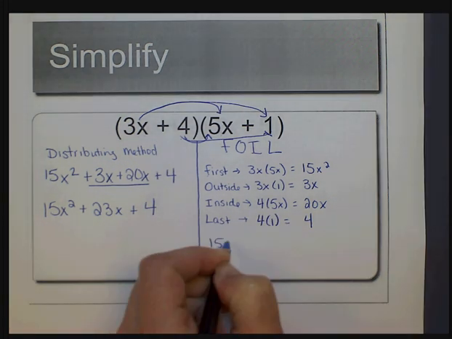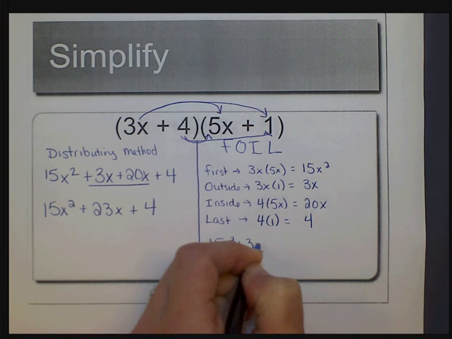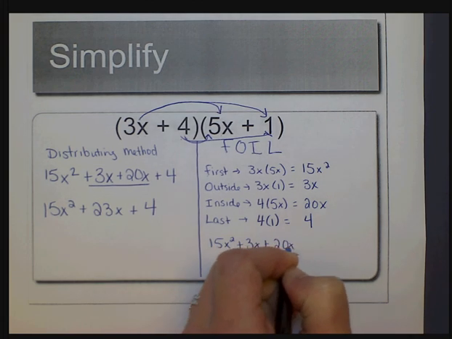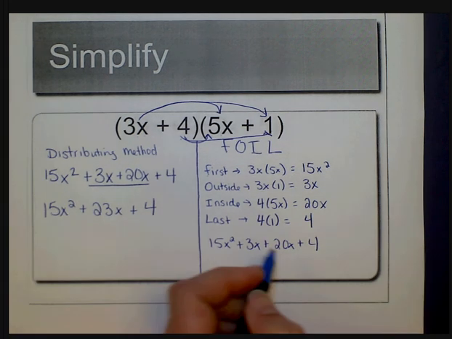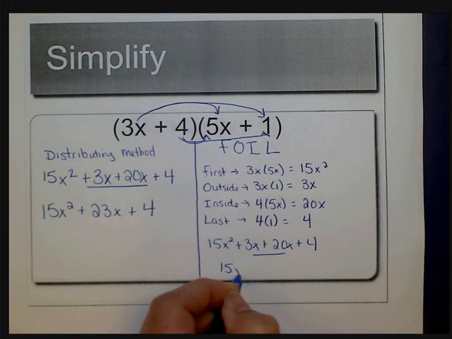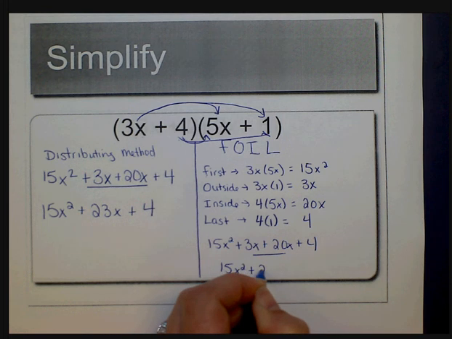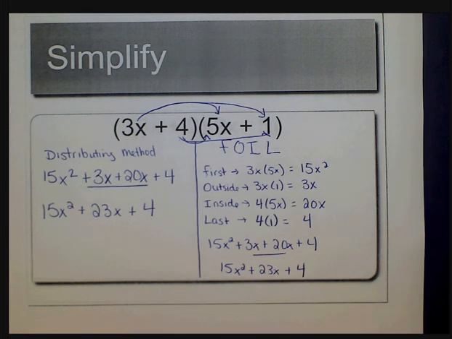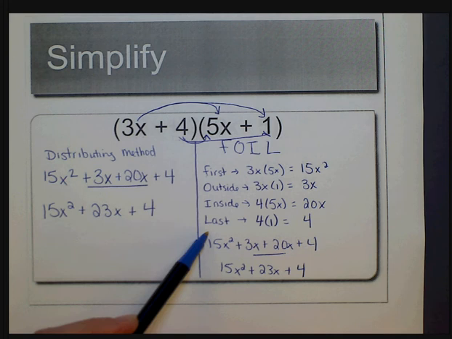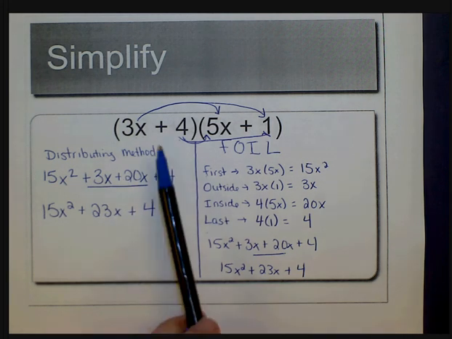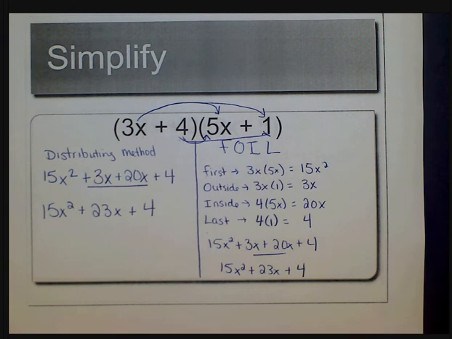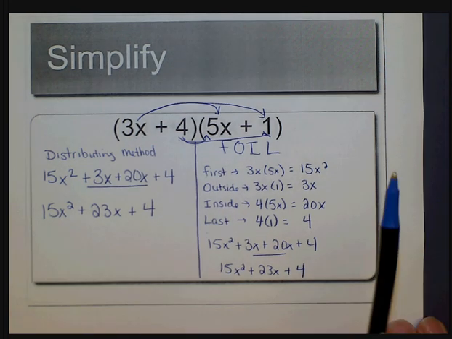So now I write those out. I got 15x squared plus 3x plus 20x plus 4. And you can see that I have the same thing with the distributive method. Collect my like terms, and I get 15x squared plus 23x plus 4. So the FOIL method is a short way to remember, gives you a little acronym to remember how to multiply them. The downfall of the FOIL method is it only works when you multiply a binomial times a binomial. All right, let's look at one more example like this.